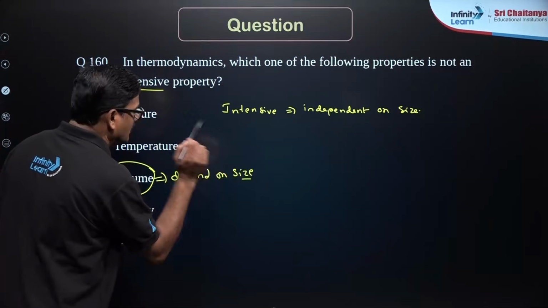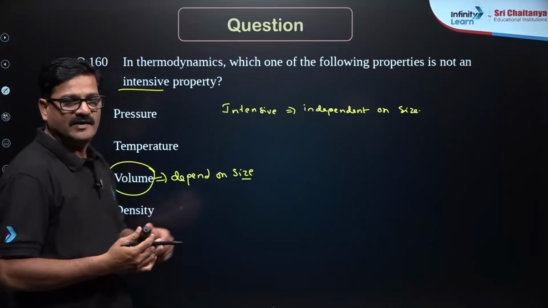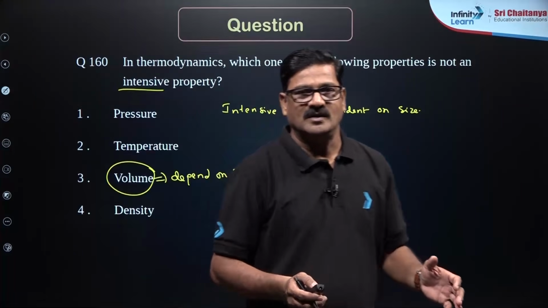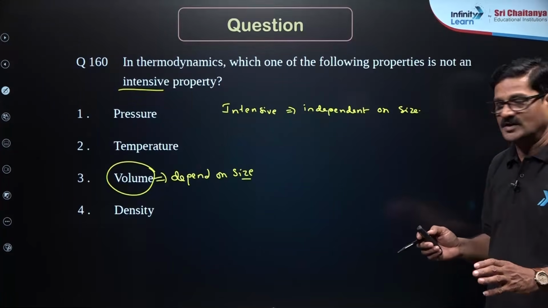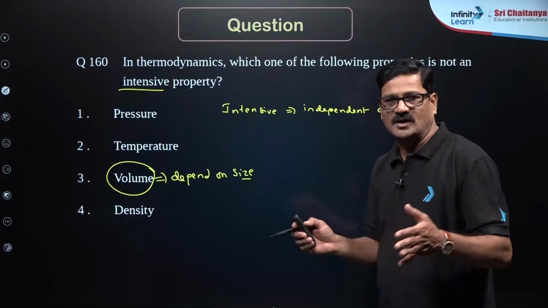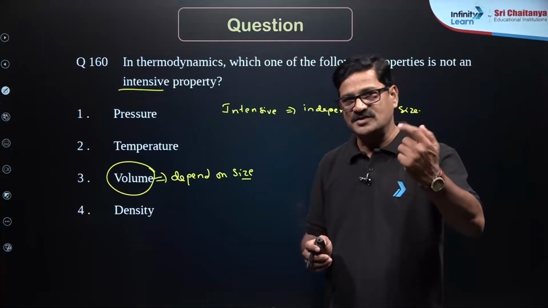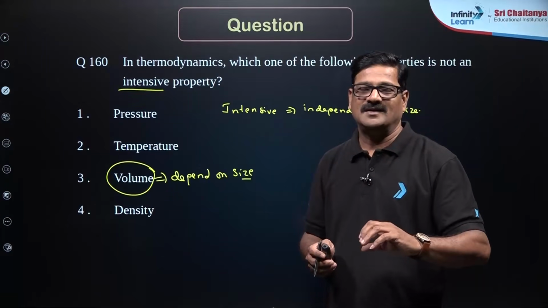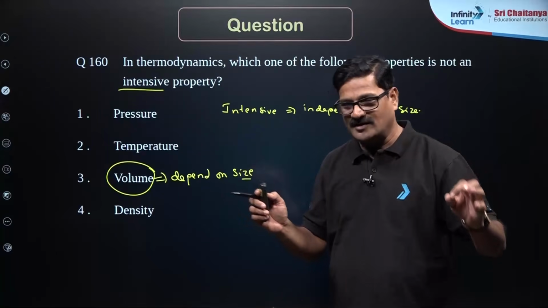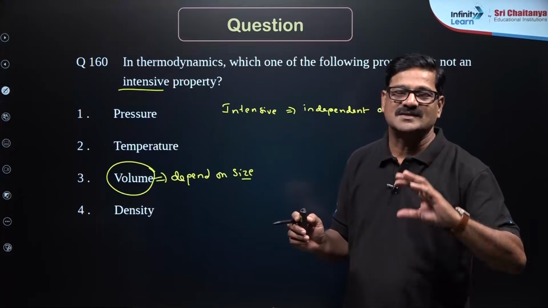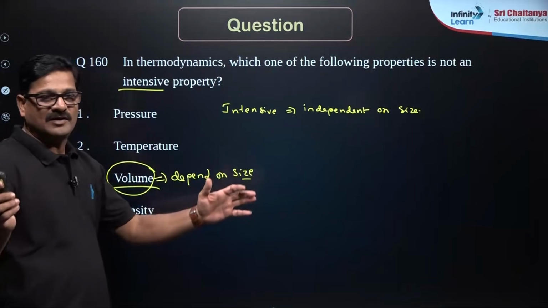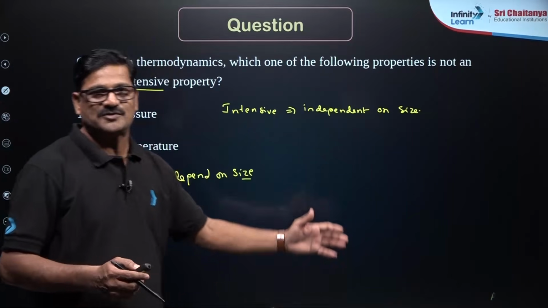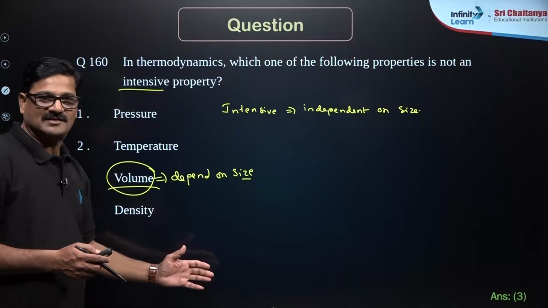of the matter. So, pressure you take, it is independent of the size, and temperature you take is independent of size, and density you take is independent of the size. You take a glass of pure water, density is 1, and a beaker of water, tank of water, density is 1 only. So, it is independent, but volume you take, as the size increases, the volume parameter changes. So, option 3 is going to be the correct answer.